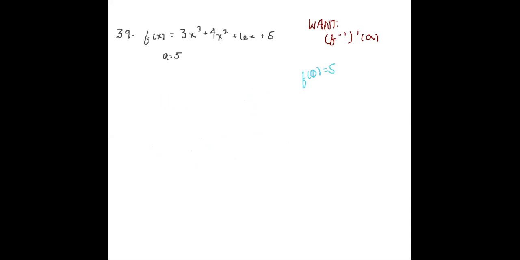Which we can use to say that the inverse of 5 is equal to 0, the inverse f of 5 is equal to 0. Okie doke. Does anyone remember the kind of setup that I'm going to do here to find what I actually want, which is the derivative of the inverse at a?